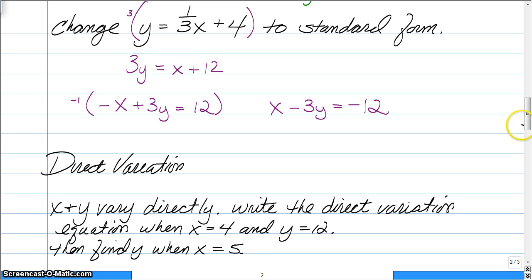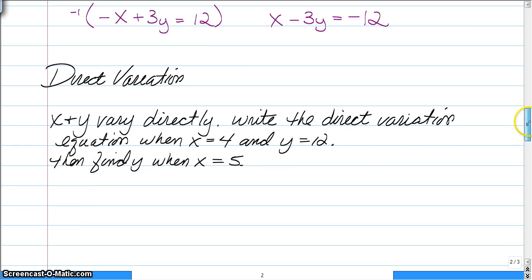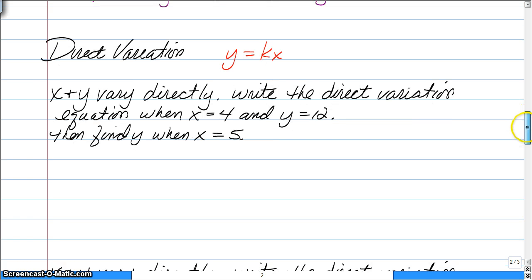Our next topic is direct variation. Direct variation is a form of writing equations. The direct variation equation is y equals kx, where k is our constant of variation. So you need to be given some information in these problems to find k. So what we're going to do is go through what is a two-step problem.